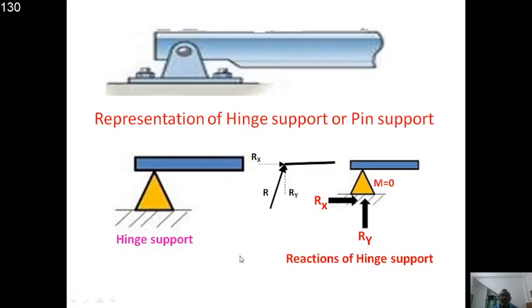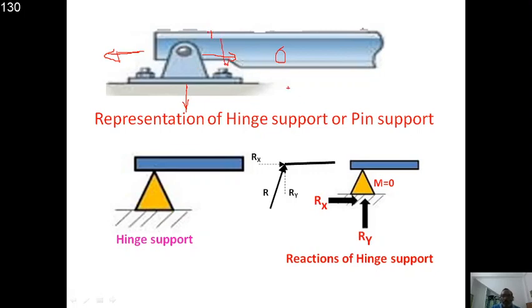And the second support we learn about is the hinge support or pin support. The hinge support or pin support offers resistance against translatory movement. That means it can offer horizontal resistance and vertical resistance. So this structure cannot move towards the right or left. Similarly, it cannot move downward, and it cannot move upward.